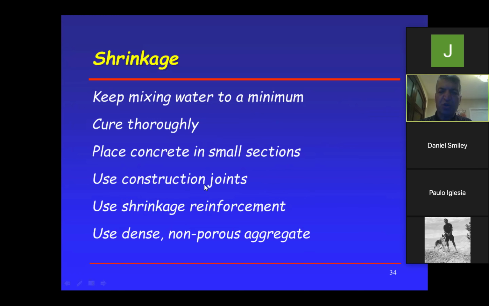Use construction joints, like I mentioned. Use a straight joint, then continue next morning. Use shrinkage reinforcement. Sometimes we put rebars in there so we can control the shrinkage. We'll talk about that. Use dense, non-porous aggregate, because if the aggregate is porous, it's going to suck some of that water, so the cement is going to lose it. But if it's dense, it's not going to take any water. The water is going to be used for hydration.